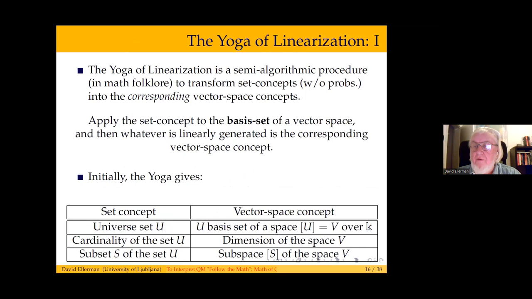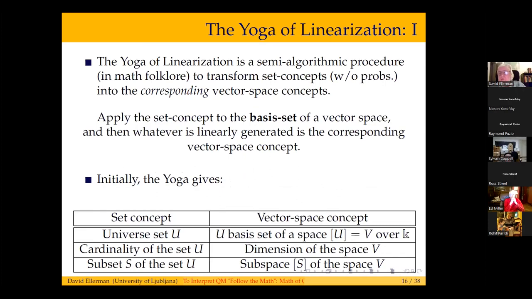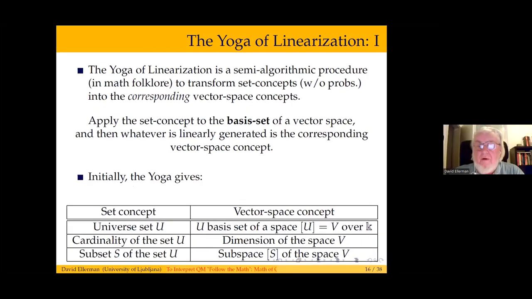Now let's go to observables. Remember, we have two things we have to account for. States and observables are the two main mathematical tools in quantum mechanics, and we just treated states in terms of density matrices. So let's move to observables. And here there is what I call the yoga of linearization, a semi-algorithmic procedure. It's in the mathematical folklore. I don't know anywhere where they really treat it rigorously, but here's how it goes.